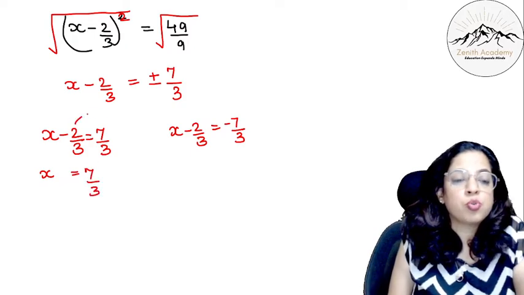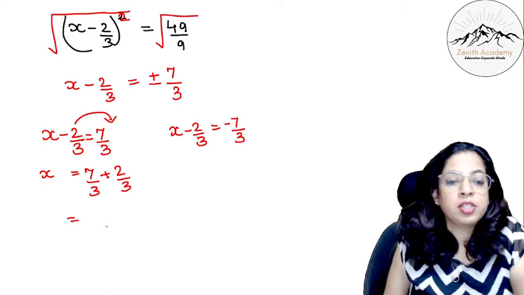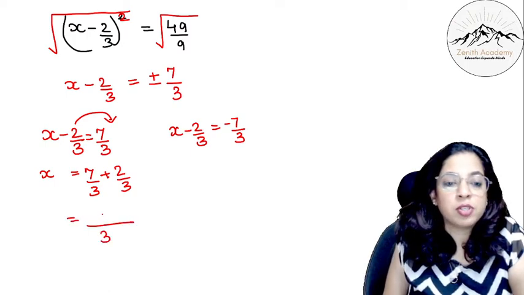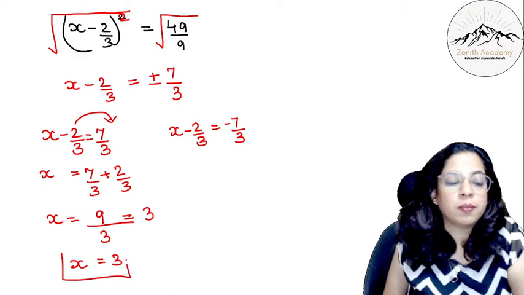So here x is equal to 7/3. Take this minus 2/3 to the other side. It becomes 2/3. Now the denominator is common, that is 3. So 7 plus 2 is 9. So 9/3 is nothing but 3. So we have got one of the roots as x equal to 3.